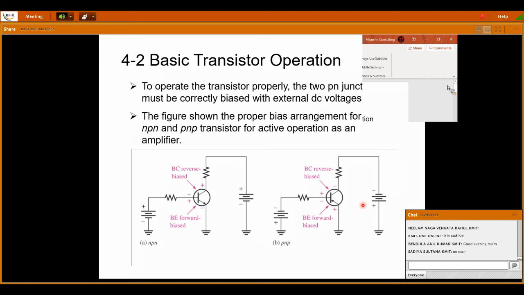Based on the biasing of your input and output, whether the input junction is forward or reverse biased and the output junction is reverse or forward biased, we have four regions of operation. The first region of operation is cutoff. When you apply reverse bias on both junctions, input and output, the transistor operates in the cutoff region. Why? In cutoff region there is no flow of current, since you apply reverse bias on both junctions. When both junctions are reverse biased, there is no carrier movement from the input terminal to the output terminal.